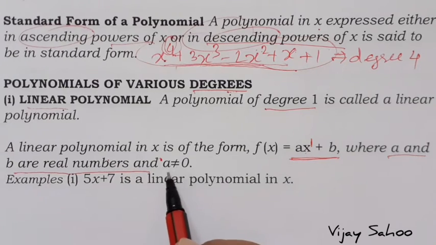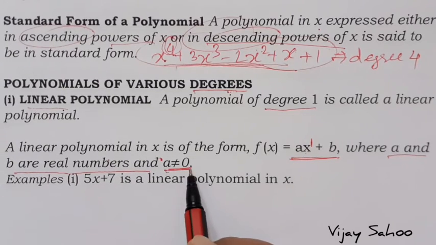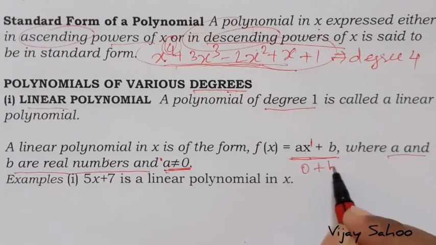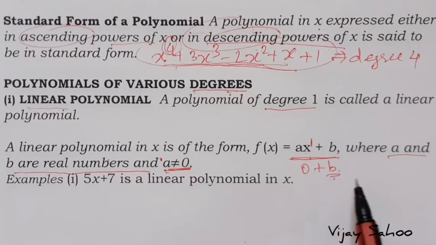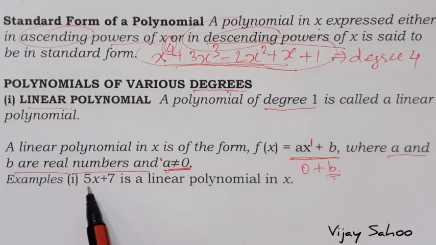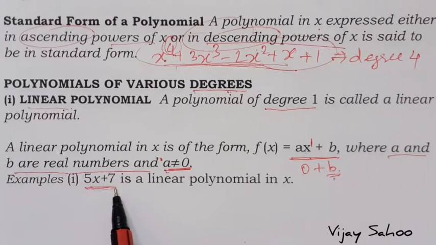Another condition is that a should not be equal to 0. Why is a not equal to 0? For example, in this equation, if a is 0, only a constant term is left. If only a constant term is left, then it won't be a linear polynomial. If I talk about this equation, is it a linear polynomial? Yes. Why? Because the highest power of the equation is 1. So we'll consider it a linear polynomial.